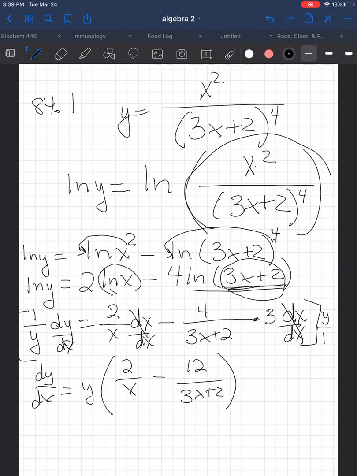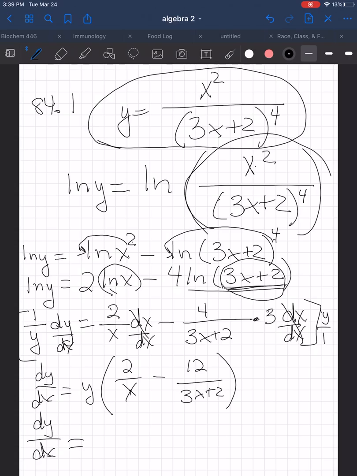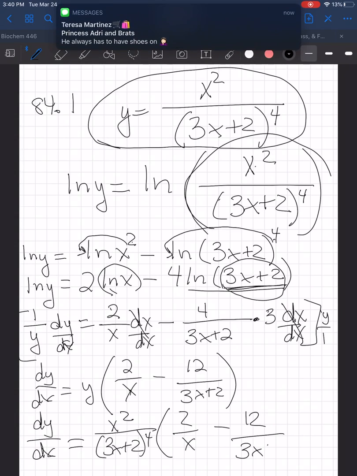And then the last step is, you notice that there's no y's except for this one we just put here. Can't have y in the answer. But if you look back up here, this is what y is equal to. So instead of writing y, we'll put x squared over (3x plus 2) to the fourth, and now it's times 2 over x minus 12 over (3x plus 2).